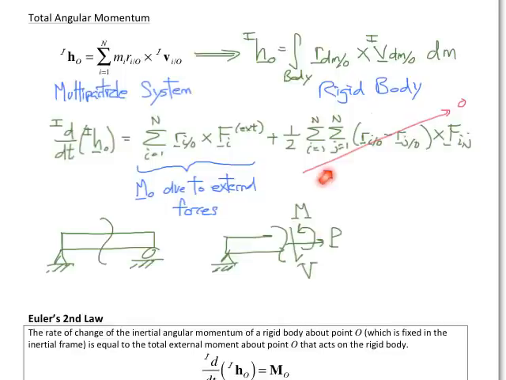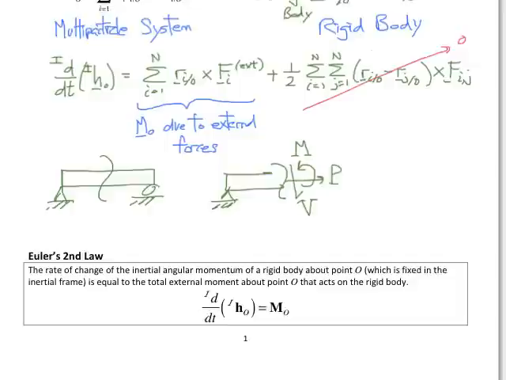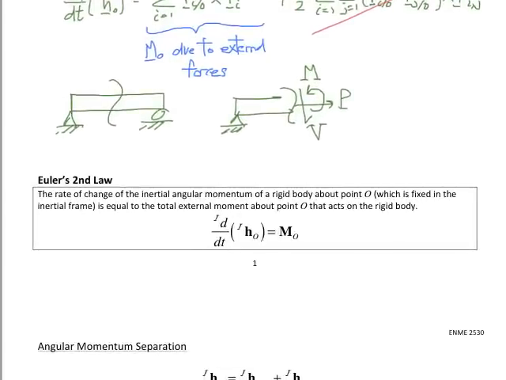And so now that we've gotten rid of this second term, we have Euler's second law, which states that the rate of change of the inertial angular momentum of the rigid body about point O, and point O is fixed in the inertial frame, is all equal to the total external moment about point O that acts on the rigid body. Now it's also important to point out that Euler didn't derive this law.